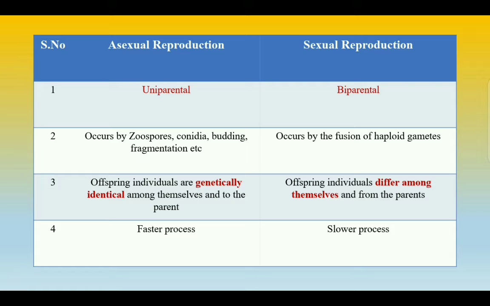In asexual reproduction, the offspring or the individuals are genetically identical among themselves and to the parent. In sexual reproduction, the offspring differ among themselves and from the parents. Asexual reproduction is a faster process and sexual reproduction is a very slow process. So, these are the major differences between asexual and sexual reproduction.